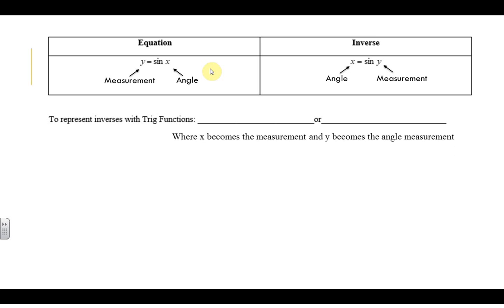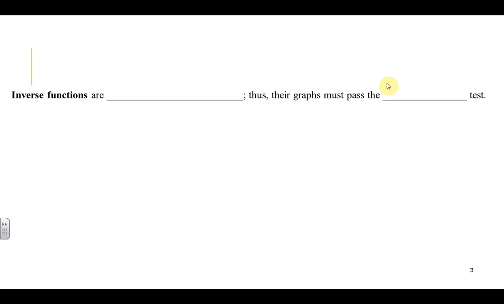To represent inverses with trig functions, you're either going to say it's sine to the -1, or you're going to call it arc sine, arc cosine, arc tangent. It's just fancy words for the inverse. You're more used to the one with the -1, which is what your calculator uses. This is the inverse of sine. Arc sine is also the inverse of sine. But again, x becomes the measurement, and y becomes the angle measurement.